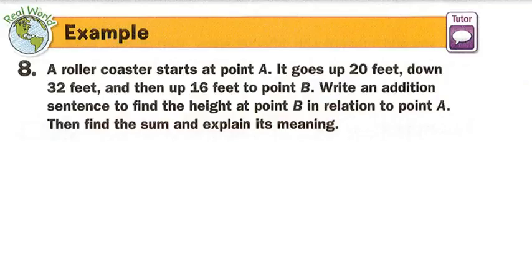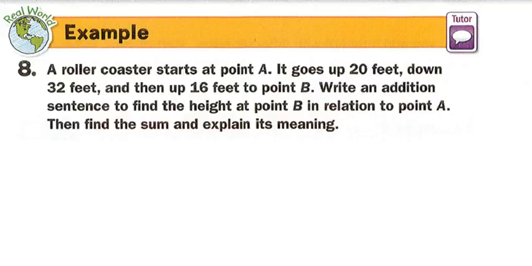All right, last example. We've got a roller coaster and it starts at point A. It's going to go up 20 feet, then it's going to go down 32 feet, and then it's going to go up another 16 feet, and then it's going to hit point B. We're going to write an addition sentence, just like a regular addition problem, to find the height at point B. But we want how high is point B in relation to point A.